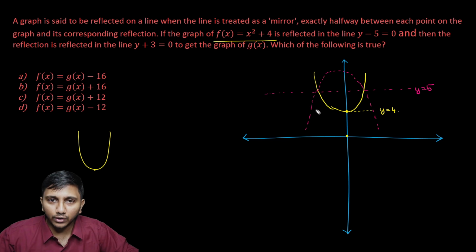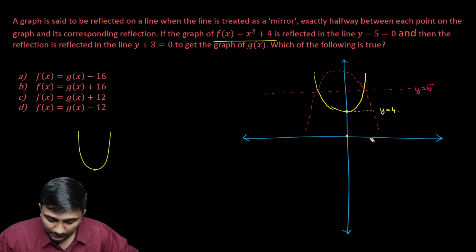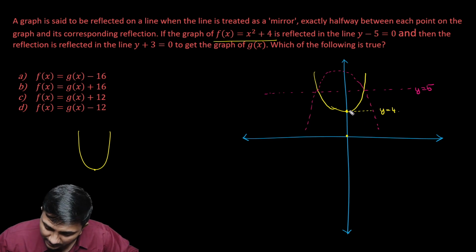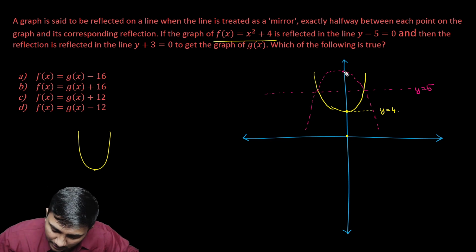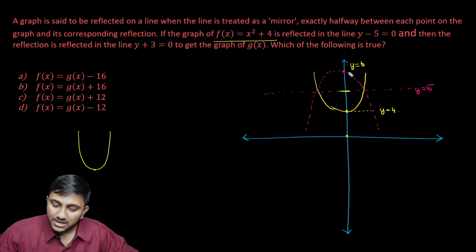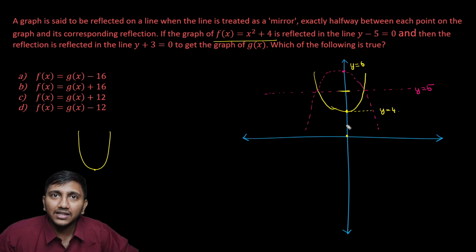When it gets reflected on this line, it will become something like this. Now the key thing to notice here is the line is y is equal to 5, but the bottommost point is at y is equal to 4 line. So when it gets reflected, the topmost point will be at y is equal to 6 line, because the mirror should be equidistant from the reflection and the original graph.